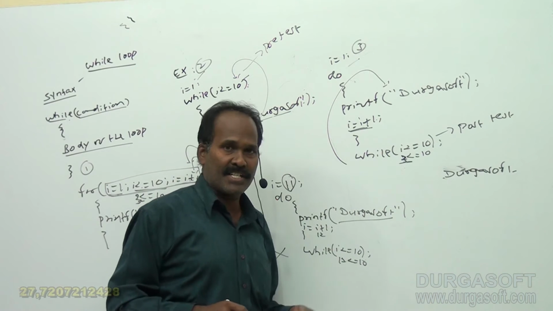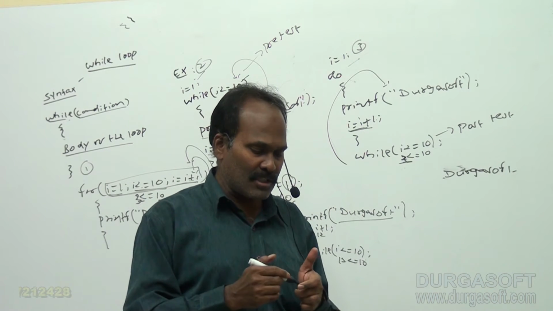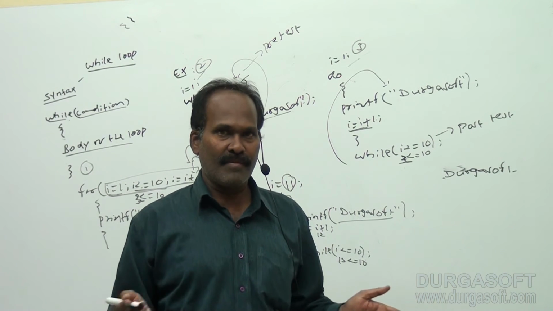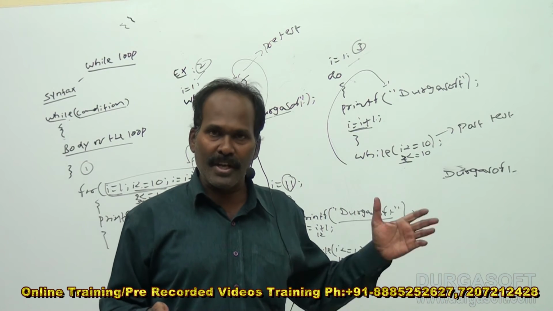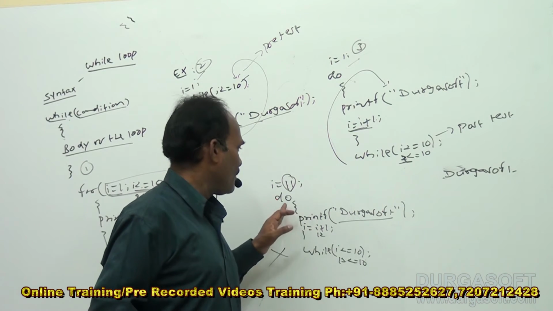And in which cases is the do while loop used? In data structures and programming, sometimes we want to execute the body of the loop at least one time, irrespective of the condition. Even though the condition is false, it is necessary to execute the body of the loop at least once. In such cases, we go for the do while loop.